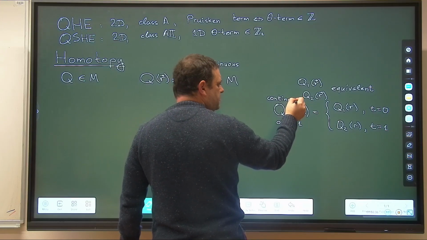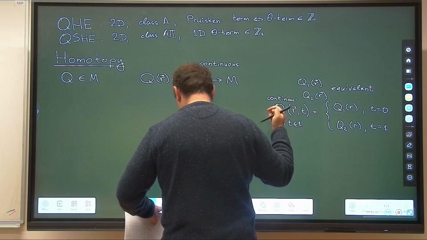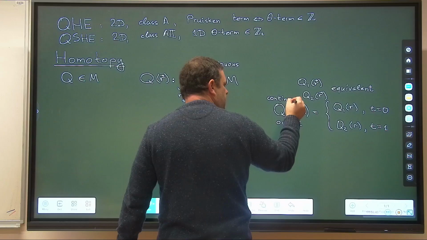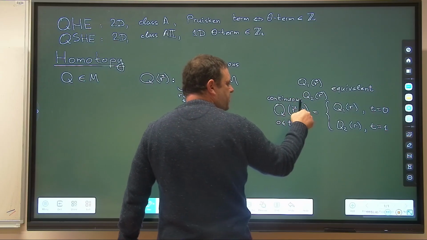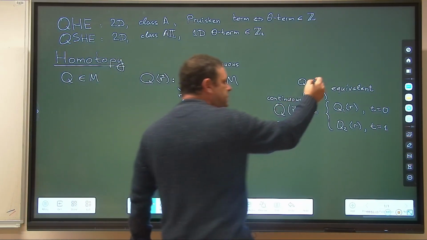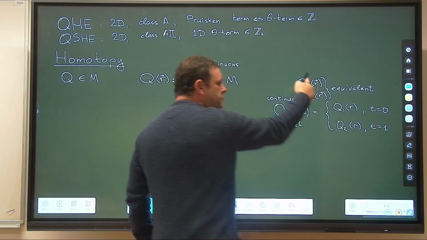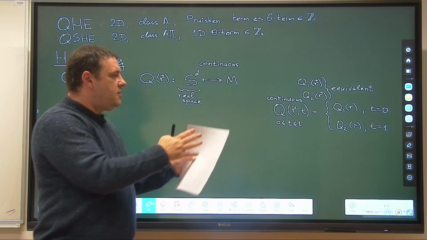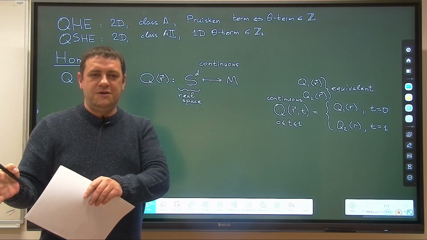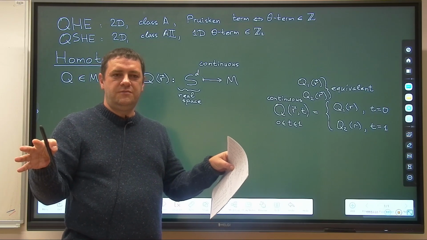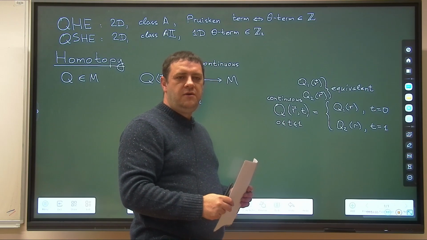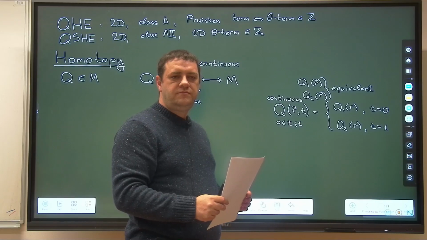Continuous with respect to all the arguments, both to R and to T. So once again, we have two maps, two functions Q. If we can continuously deform one of them such that it becomes the second of them, these two are equivalent. Yeah? We define the difference between two Qs at two different times.